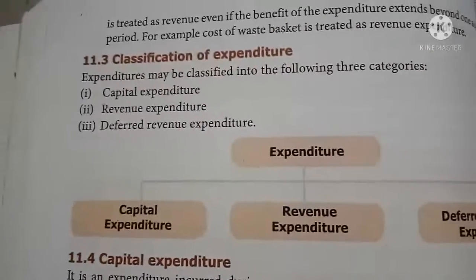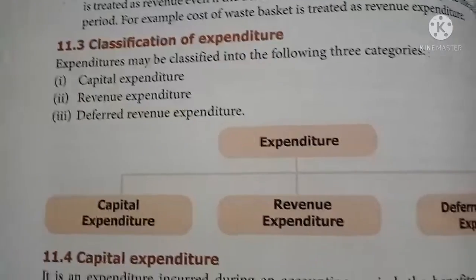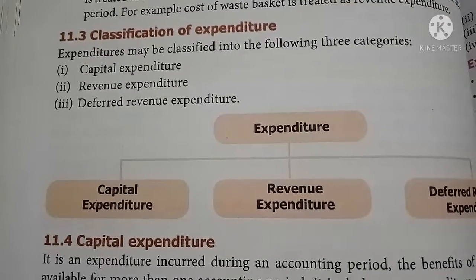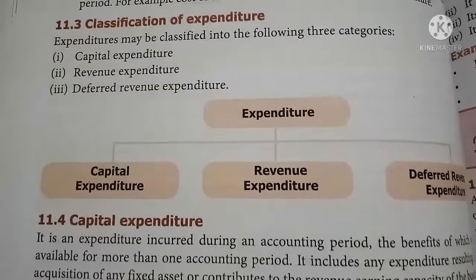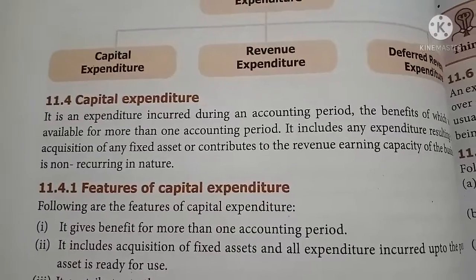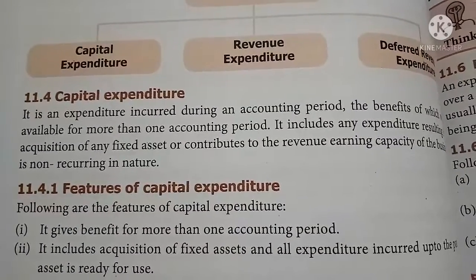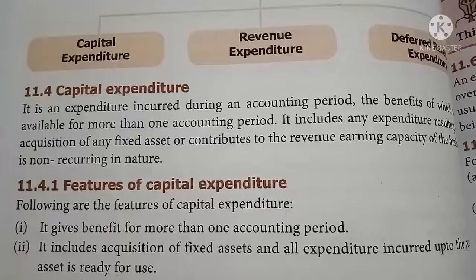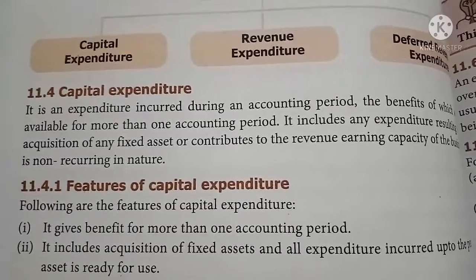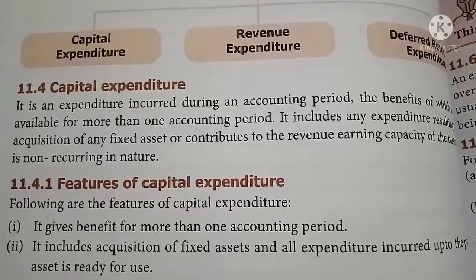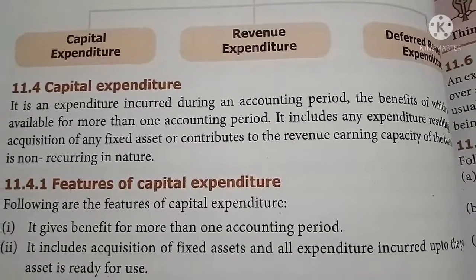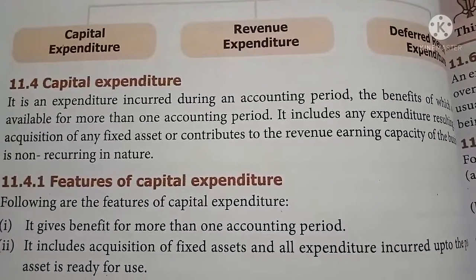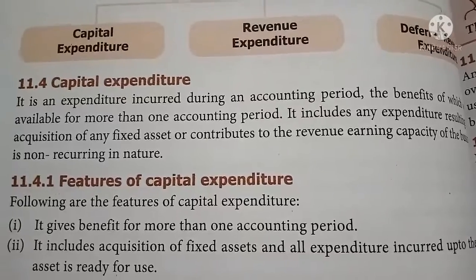Then classification of expenditure. There are three types of expenditure: capital expenditure, revenue expenditure, and deferred revenue expenditure. Capital expenditure means an expenditure incurred during an accounting period, the benefit of which is available for more than one accounting period. Whenever we spend an amount during the accounting period, but the benefit will arrive over a number of years, that type of expense is called capital expenditure.